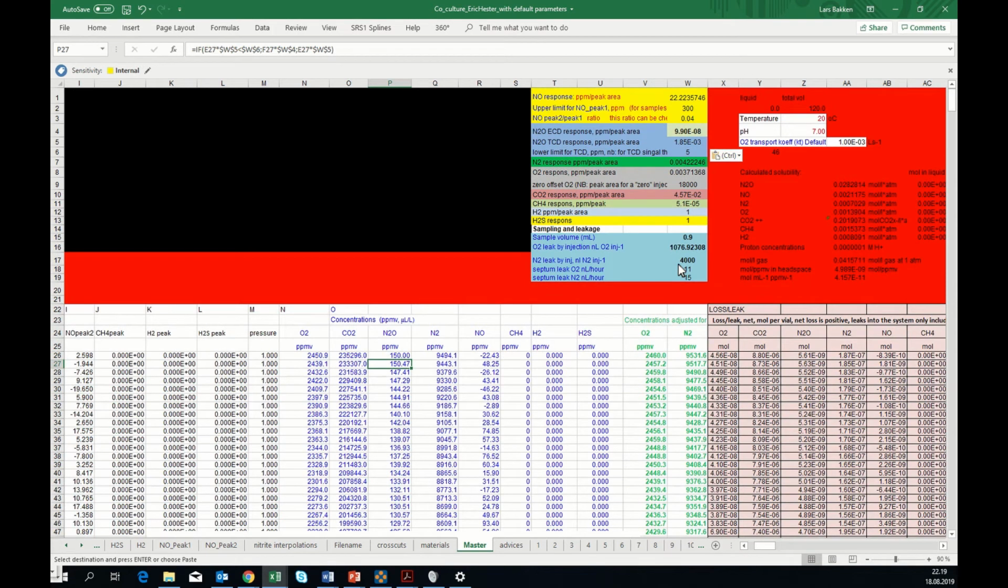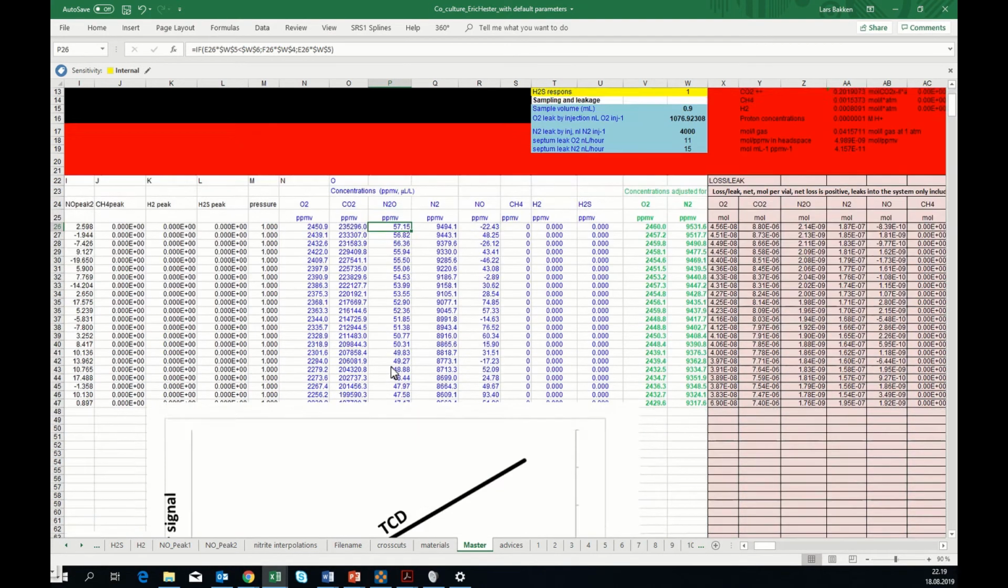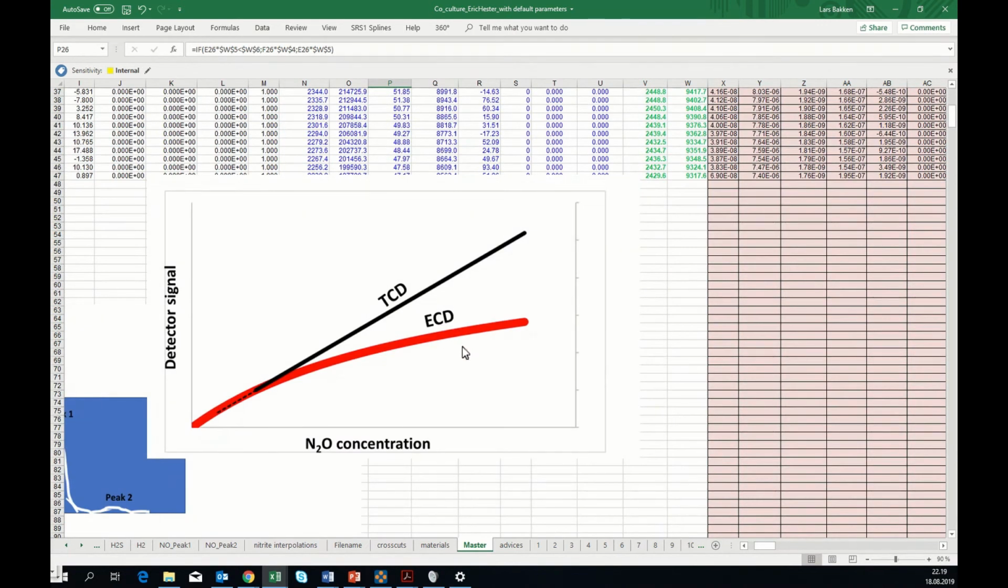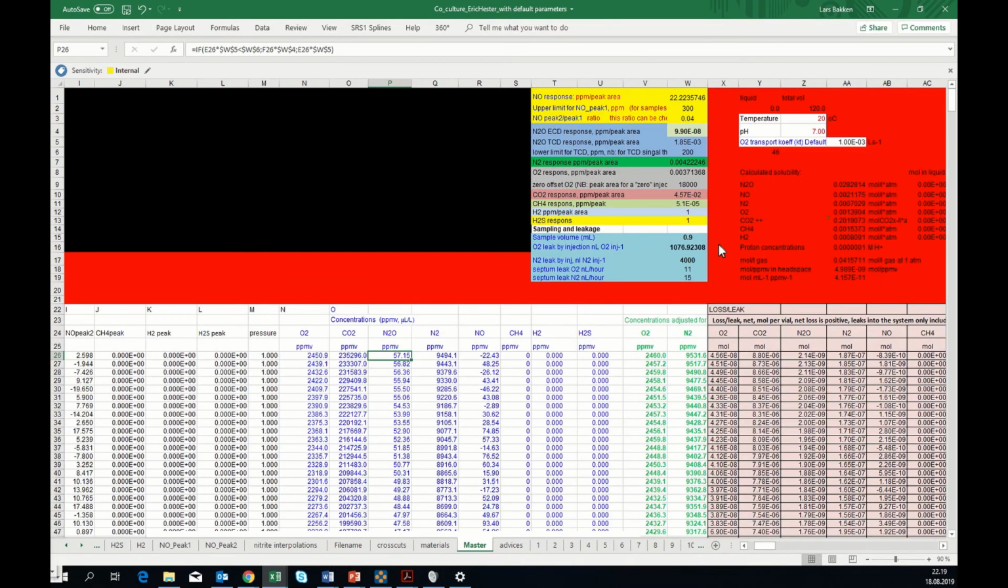If I had put the lower limit for TCD up here to 200, the calculation of N2O would use the ECD signal, and it would be much too low, simply because we are somewhere here, and the ECD signal is way outside the linear range. So we want this limit to be as low as possible, but not lower than the level that allows your TCD to adequately quantify the N2O.